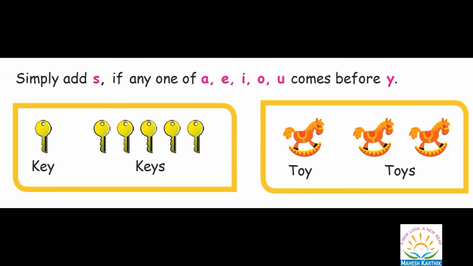Toy. The word toy ends with the letter Y and O comes before Y. So we should add S with the naming word to convert it into plural form.